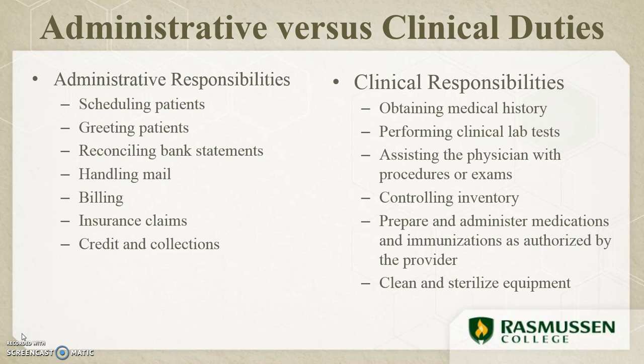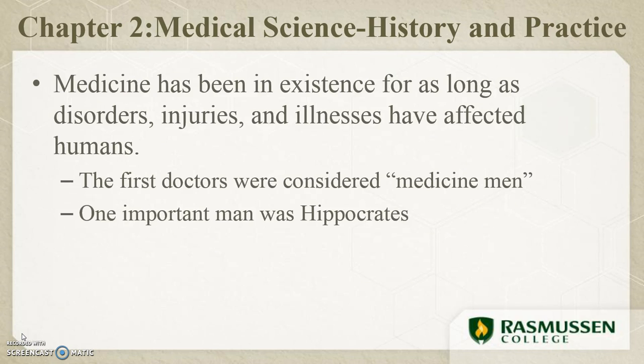Administrative are more the front-end tasks, such as scheduling patients, co-payments, billing, things like that, whereas clinical responsibilities are more the back-end things: vital signs, rooming a patient, helping during procedures, all of the more hands-on pieces. So that's going to wrap up Chapter 1 for us.